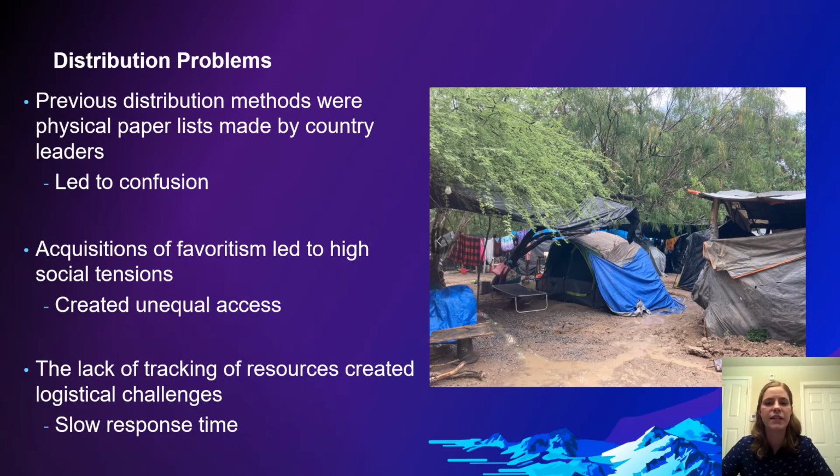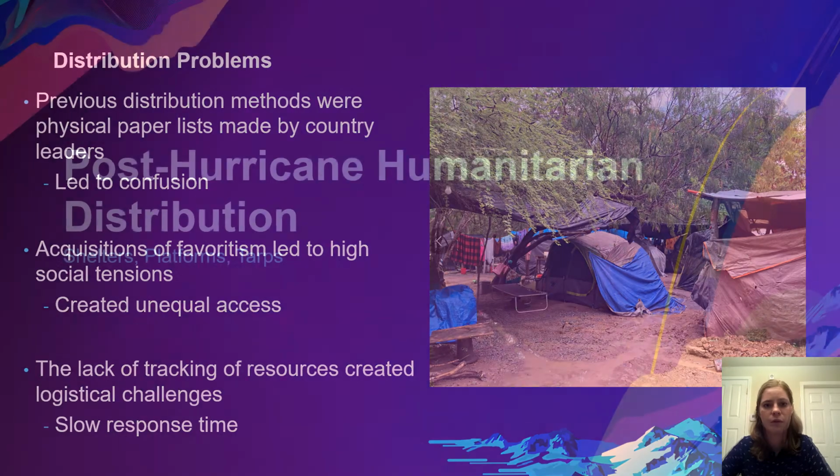Previously, country representatives that we called country leaders would put together lists outlining the resources needed by each individual family from their respective countries. However, this method of distribution was highly confusing because it produced multiple lists that were difficult to fulfill. This also led to high social tensions due to the perceived favoritism that created unequal access. And additionally, this created a very slow response time to actually distribute.